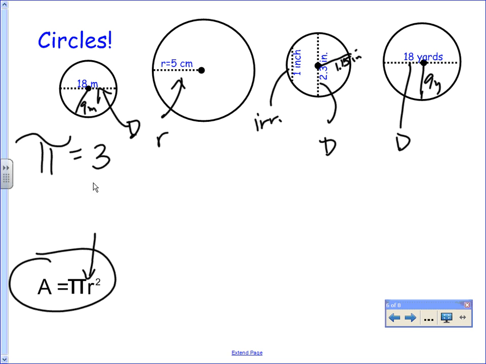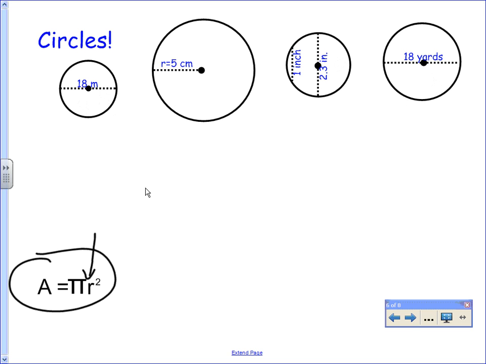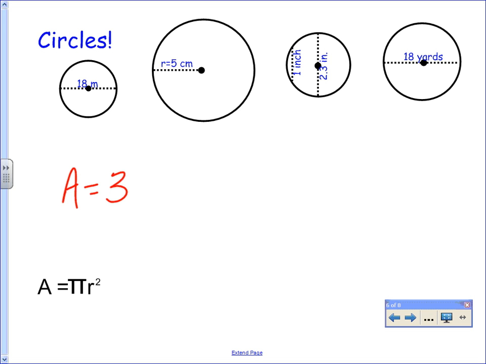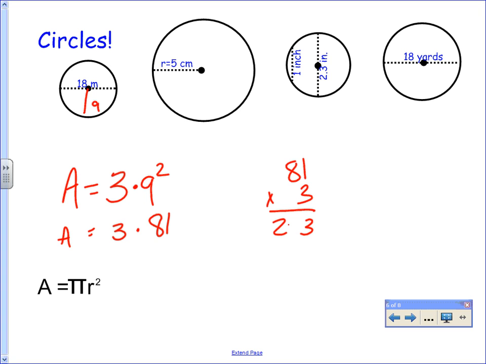So let me erase all this mess that I've made. All right, so let's go. We know that area equals pi, which is 3, times r squared. The radius here is 9. So this is 81. 9 times 9 is 81. So area equals 3 times 81. That's going to be 243. So the area of that circle is 243 meters squared. Again, even with a circle, we're figuring out how many squares would fit inside the circle. Okay.